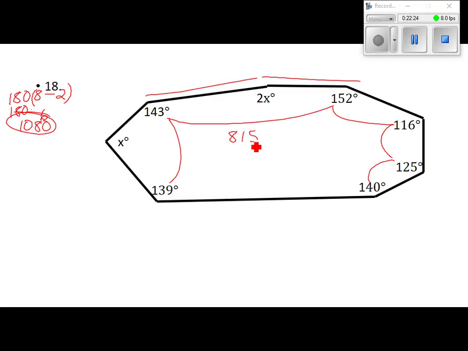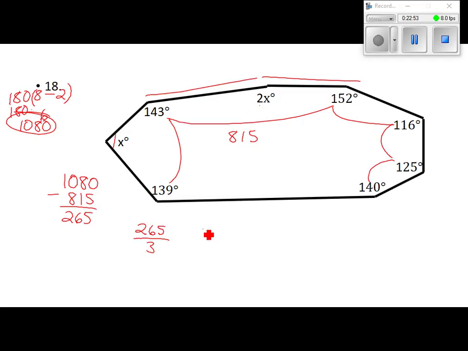That happens to me all the time. So we got 815. What do we do with that? We could do 1080 minus 815. What do you get? 265. Now, does that mean this angle's 265? No, this time, how many x's do we have? So we're going to take 265 and divide that by what? 3. 1 x here, 2 x's there.